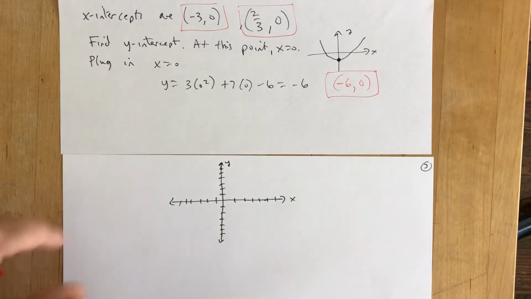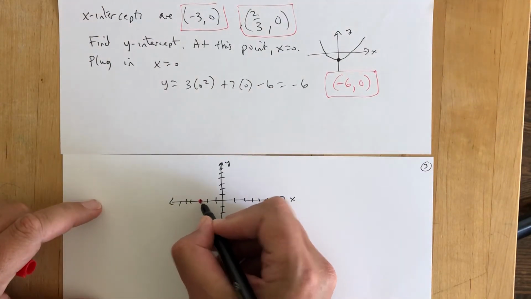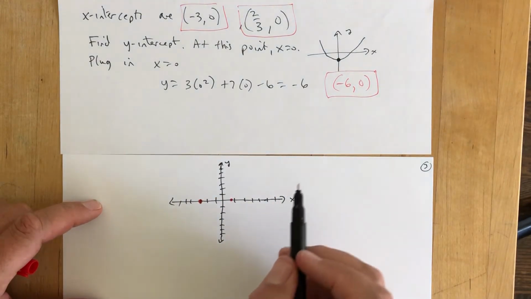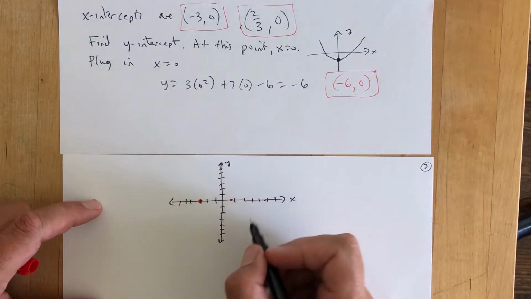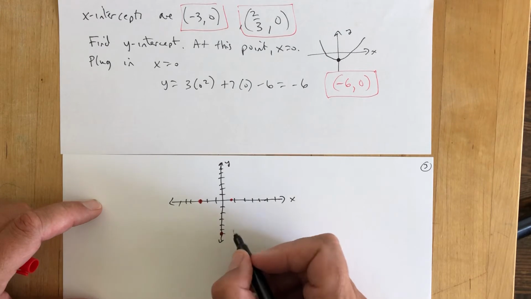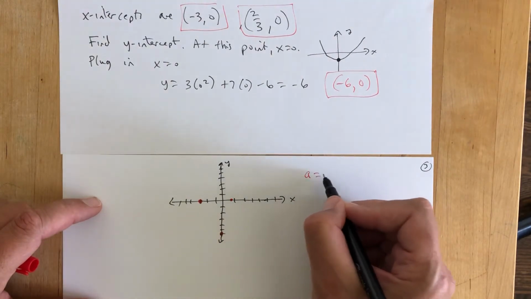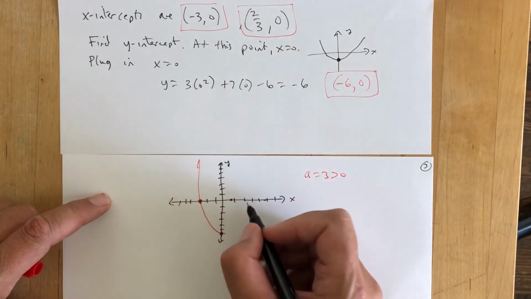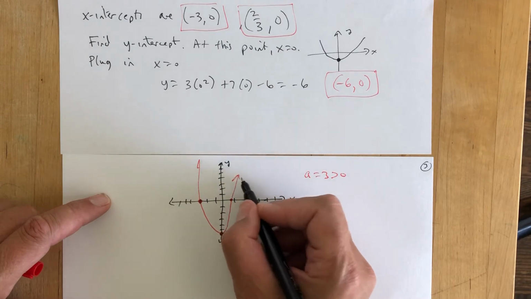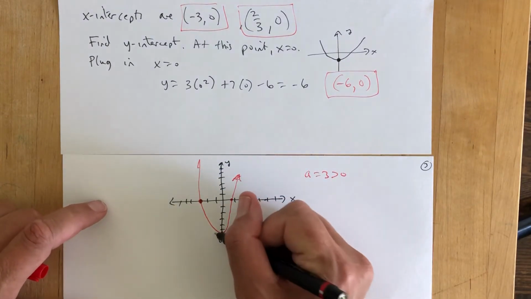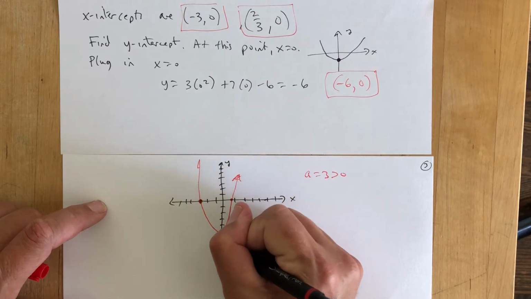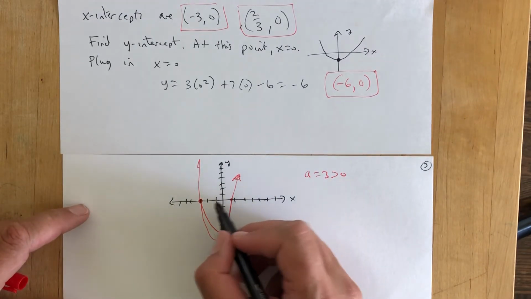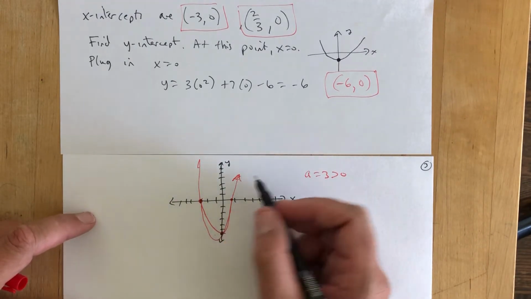So first, let's put the x-intercepts on there. I have one at minus 3, 0. And then I have one at 2/3, 0. About right there. I'm going to put in the y-intercept. It's at minus 6. That's down here. I know that a equals 3 is positive, so this guy's going to open up like that. I think the vertex is probably a little lower here, so maybe you go like this. I'm not really concerned with the vertex right now. I'm concerned with finding x-intercepts and y-intercepts and then getting a graph up here.